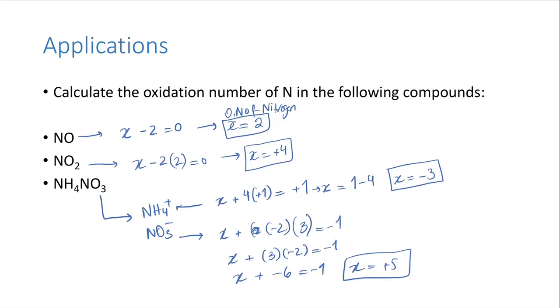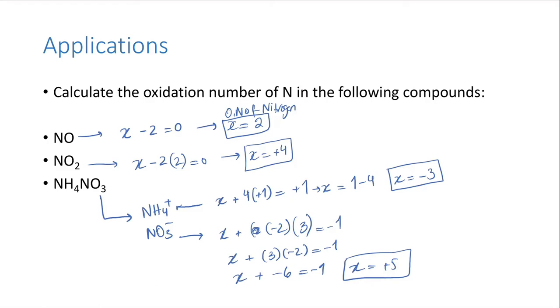This is how we are able to calculate the oxidation number of chemical species. We have to bear in mind that oxygen is usually minus 2, only in H2O2 the oxidation number of oxygen is equal to minus 1. Hydrogen is usually plus 1, and then we can solve to calculate the oxidation numbers of a chemical species.